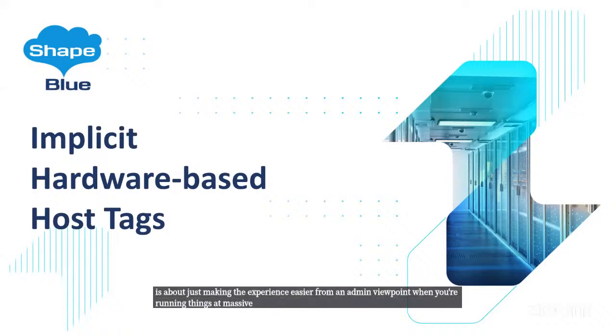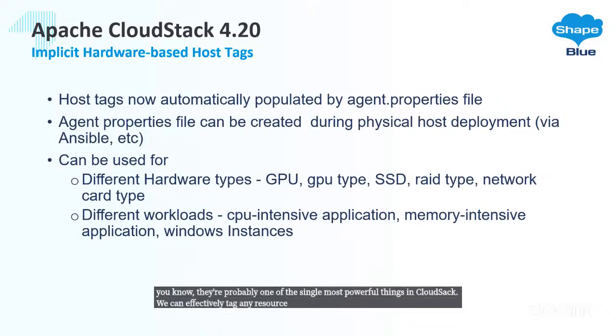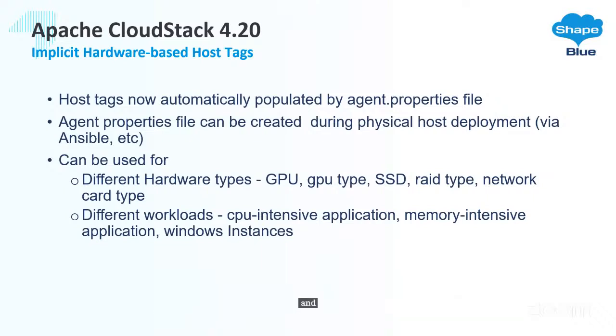scale. Now, this is based around CloudStack's tagging model, and tags, they're probably one of the single most powerful things in CloudStack. We can effectively tag any resource and allocate resources to a user based on tagging. It's a very extensible, very flexible model. But the problem with tags is administrators had to add those manually.